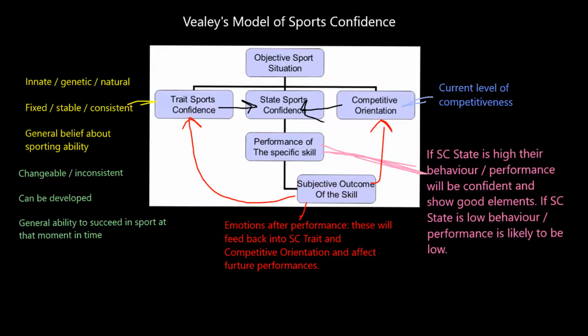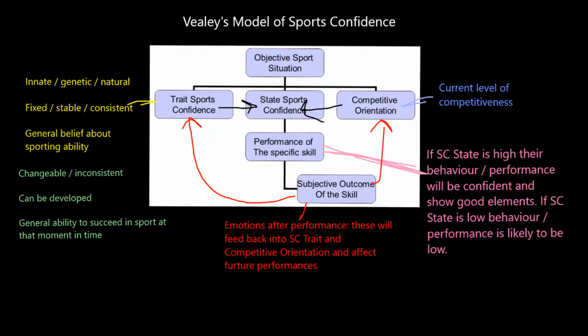Well, let's just go through the diagram one more time. Naturally high in sports confidence, so you've got high SC trait. You're naturally competitive, so you show confidence in many or all given sporting situations. You're high in SC state. That then leads to a high level of performance, which is high in confidence, and generally you will perform well. So your opinion of your outcome was very, very good, and that increases your desire to be competitive, and it increases your natural levels of confidence.